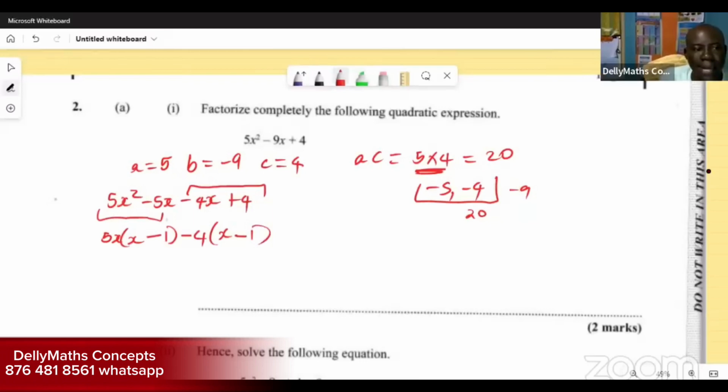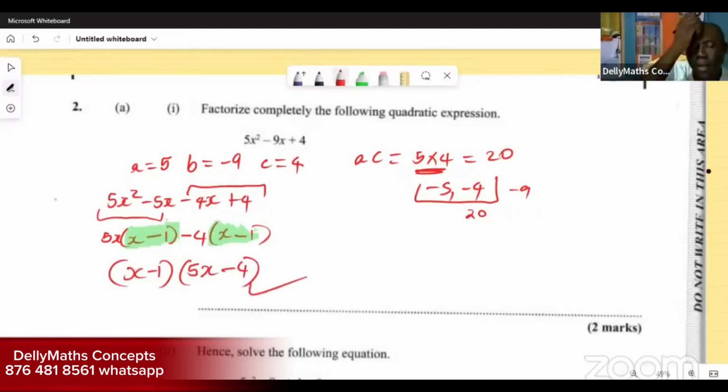Now, the fact that my two brackets, as you could see here, are the same thing, I could factorize again. So I'm going to isolate this, and then the other two things on the outside, which are 5x and the -4, would go into the other bracket, and I would have captured my 2 marks there. So my response could be x minus 1 times 5x minus 4, or it could be 5x minus 4 times x minus 1. Whichever one of those, we would have ended up getting the answer.